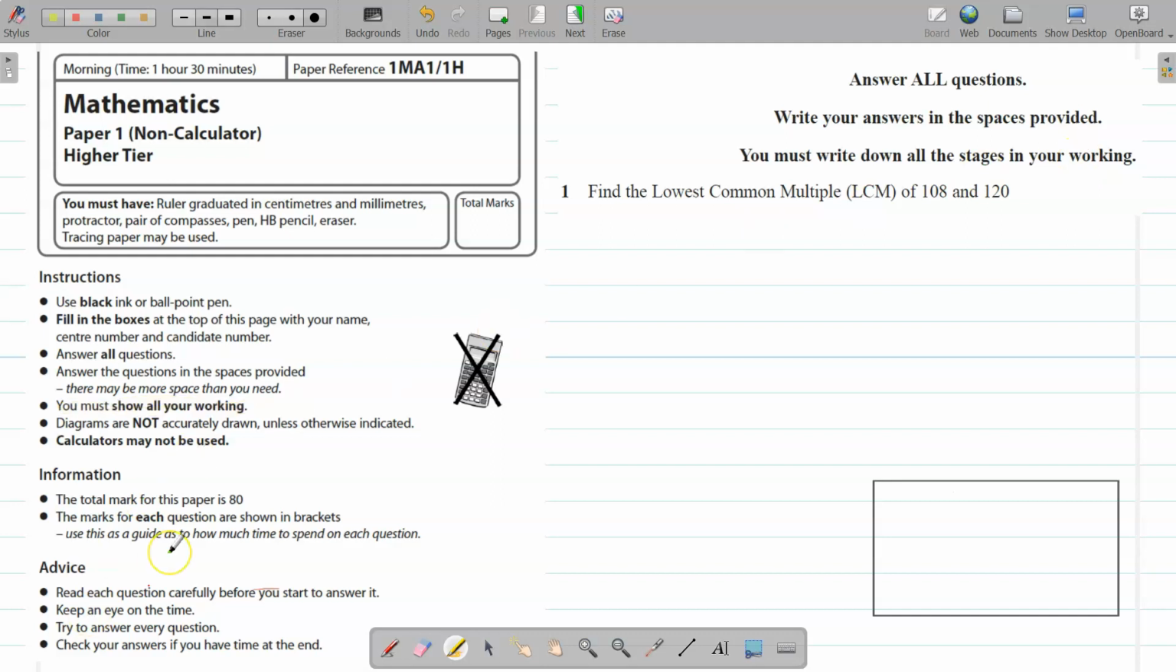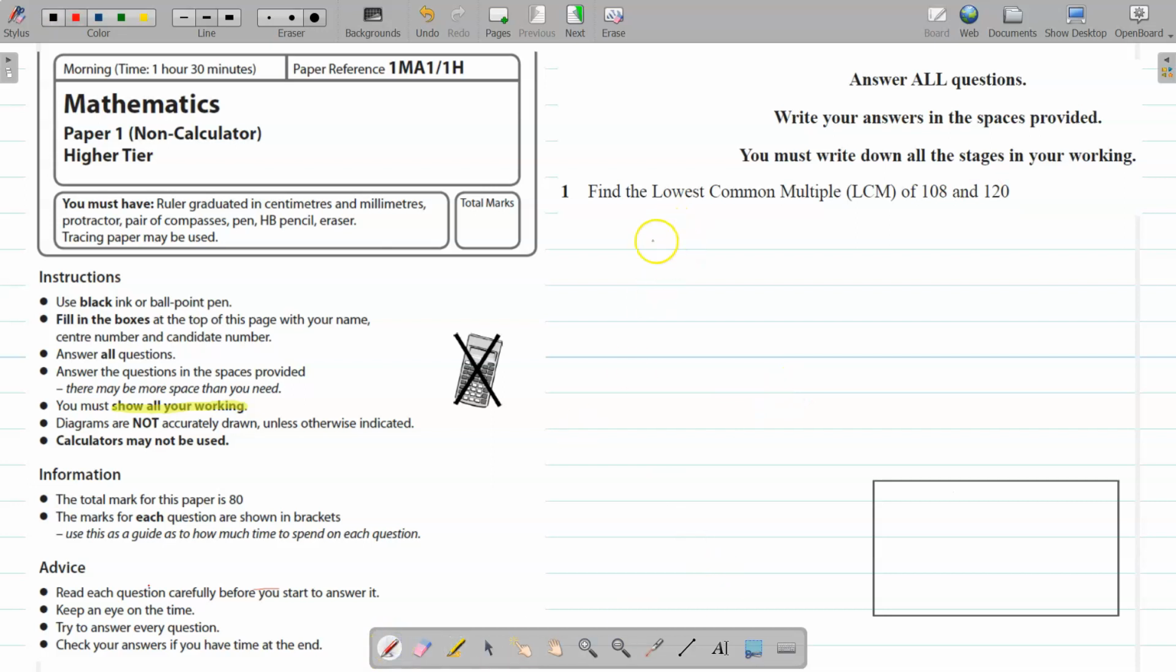Okay, welcome to the Year 11 PPE Paper 1. Just remember, you must show all stages of your working in order to get full marks. And you're reminded again right at the top of the paper here.